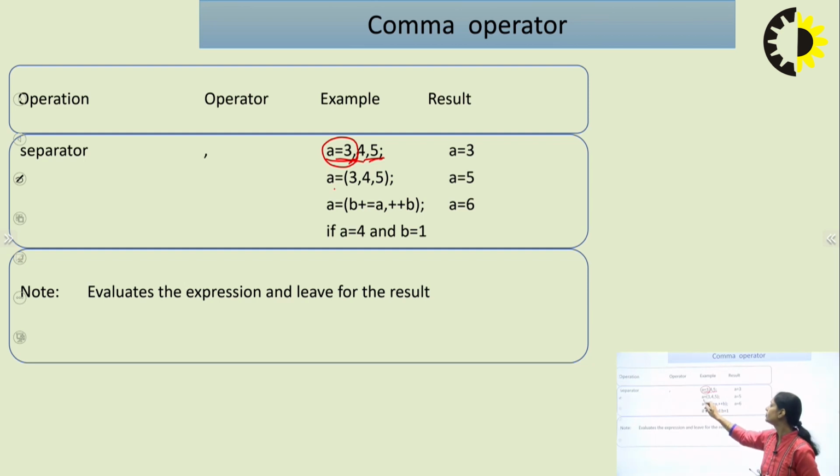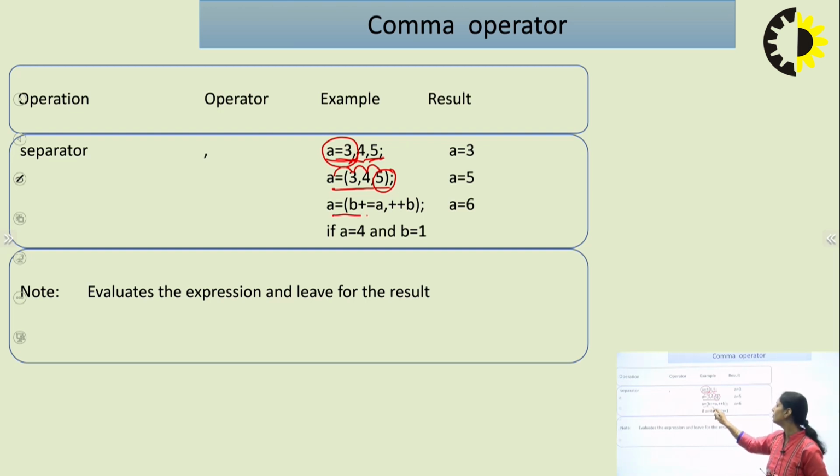But if suppose we have a bracket over here, in that case, this a would first go for 3, then 4 and 5, and finally it will take the value as 5. So it would be traversing all the values and will be taking up the last value.